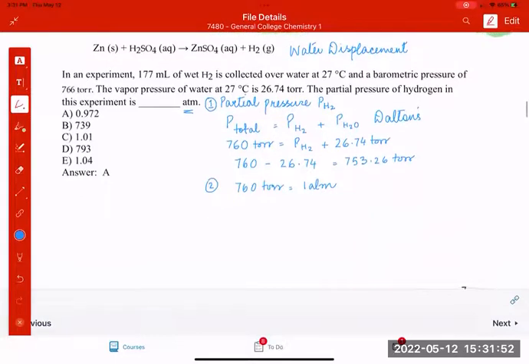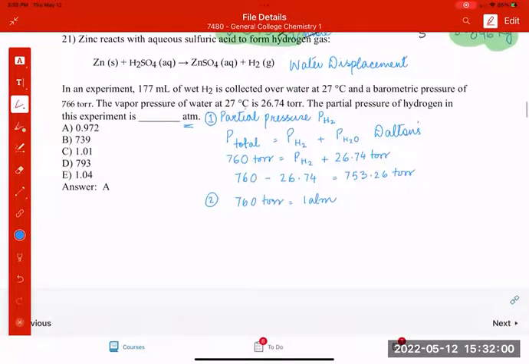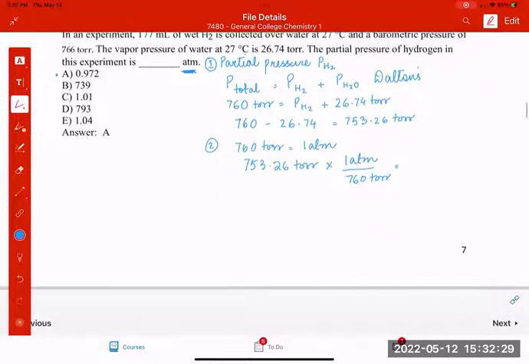Next, we are looking at the water displacement method. Here, the question is asking you to find the partial pressure of hydrogen. So we use Dalton's law and we get 753.26 torr. But pay attention, the question is asking you for the ATM. So we know that 760 torr is equal to 1 ATM. So 753.26 torr times 1 ATM over 760 torr. What do you get? 0.991. Yeah, so that's the answer. So this type of question can be asked.